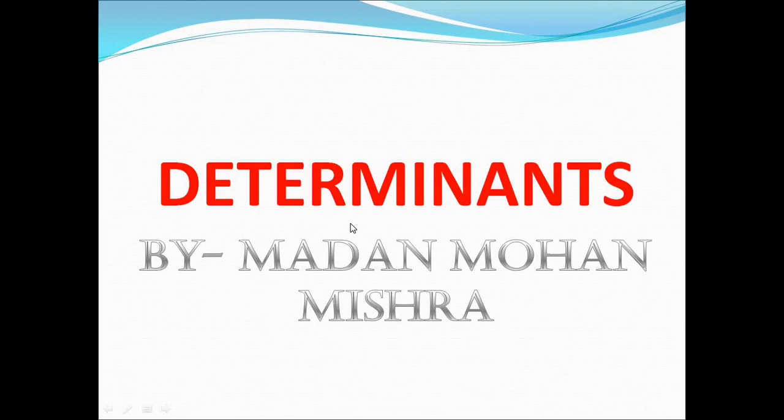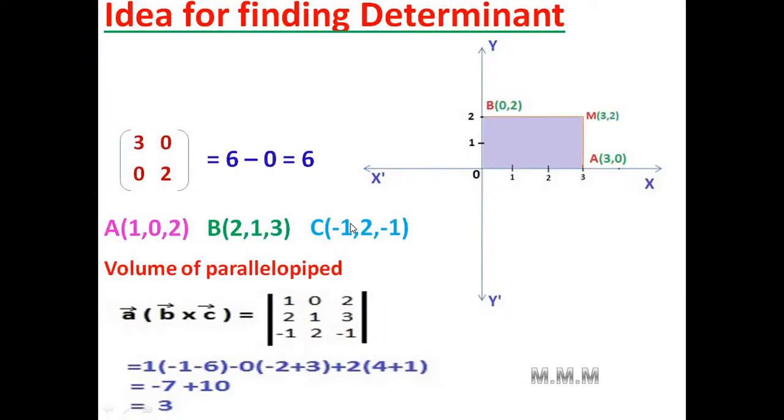We are going to find the determinants, or rather, what a determinant is, we have to know about it. What was the idea for finding the determinant? A determinant is the number which is associated to a matrix. A simple example is here.